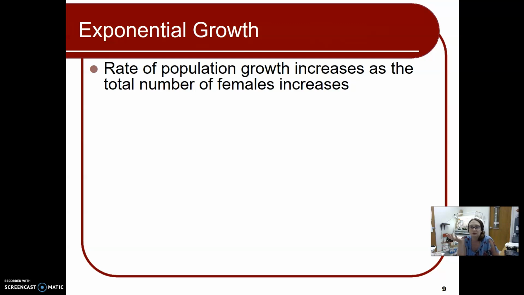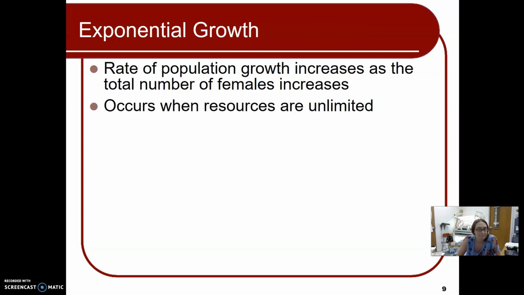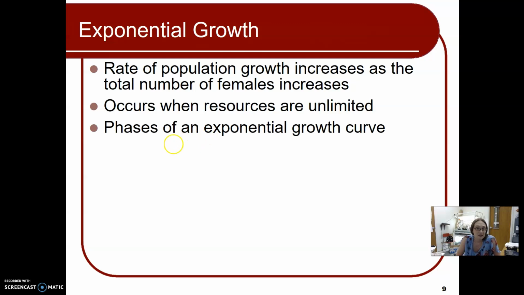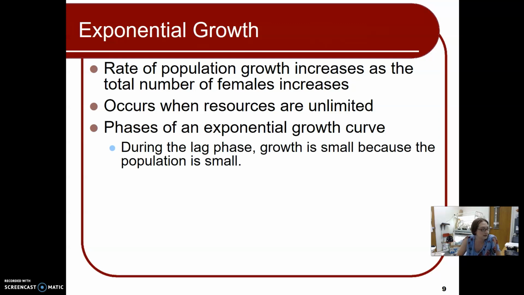So if you think about it, one island has 50 people, 25 males, 25 females. Another island has 100 people, 99 males, only 1 female. Which island is going to have the larger population growth? Yeah, the one with more females, because one female can only pump out so many babies. Exponential growth occurs when resources are unlimited, and there are phases to an exponential growth curve, which I will show you on the next slide.